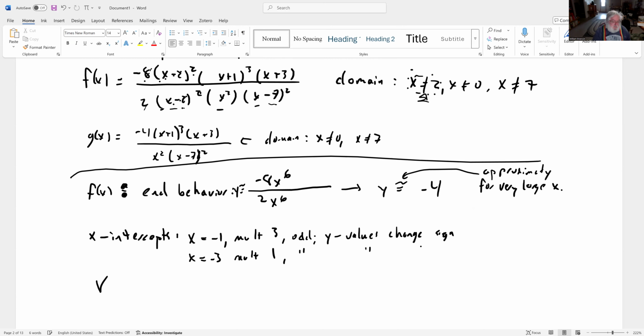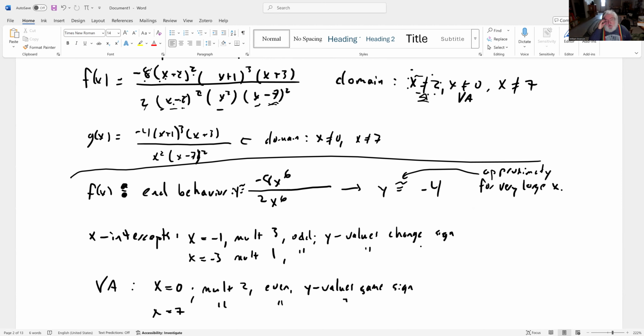Vertical asymptotes, we know there's definitely going to be two of them because we see those from the denominator. X equals 0 would be a vertical asymptote, and that's got multiplicity 2, which is even. Y values will not change sign. And x equals 7, which has multiplicity 2, which is even, so y values don't change sign. So the denominators give you your vertical asymptotes. The numerator gives you your x-intercepts.